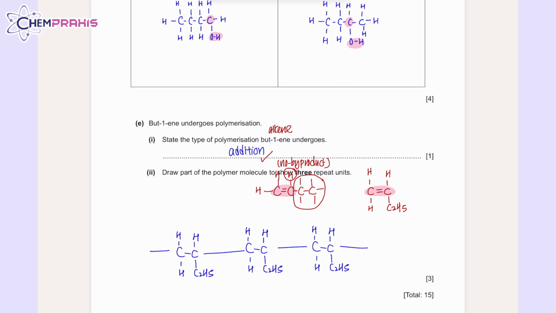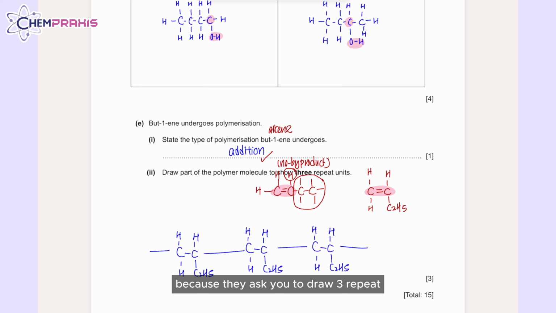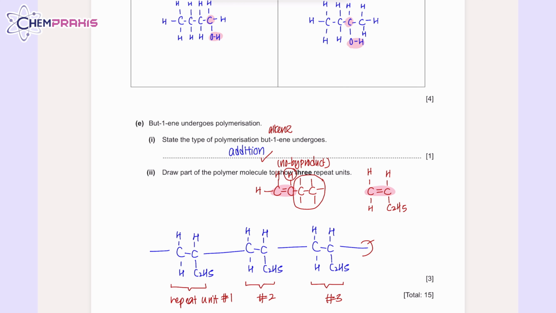After that, because they ask you to draw 3 repeat units, it means that I need to put but-1-ene 3 times. So this is repeat unit number 1, this one is repeat unit number 2, and this one is repeat unit number 3. So this is 3 repeat units. And you need to draw the extension bonds to show that this is a polymer.